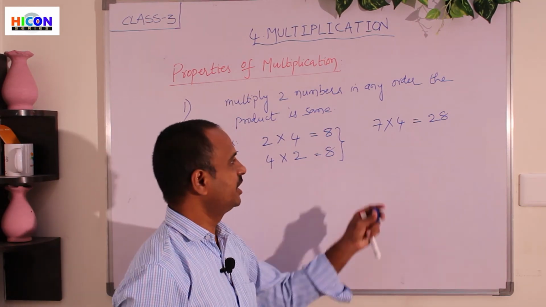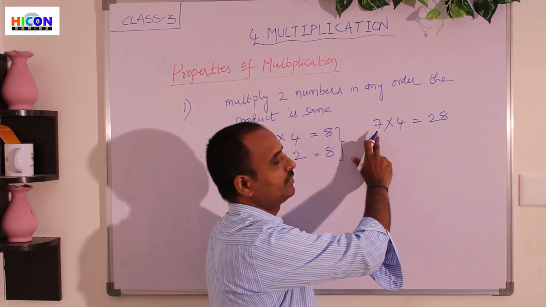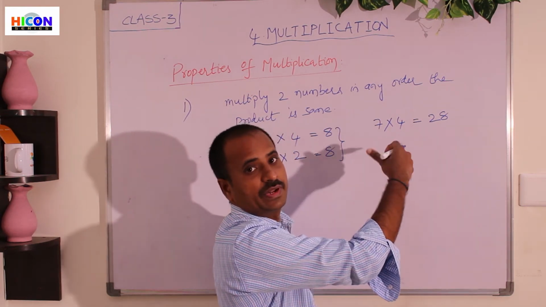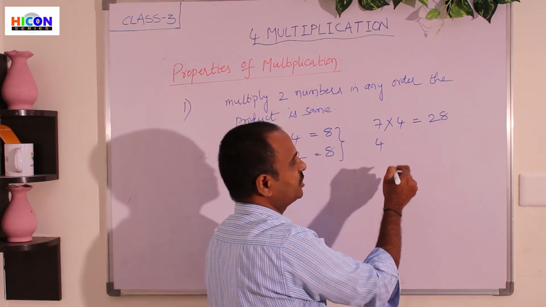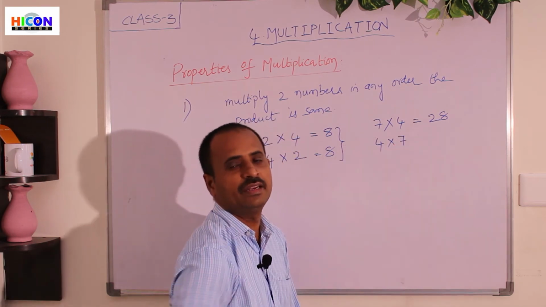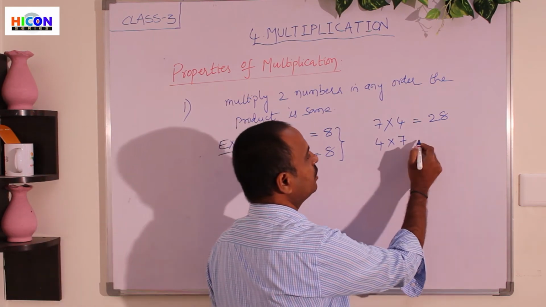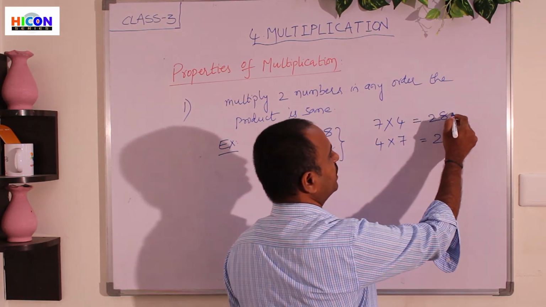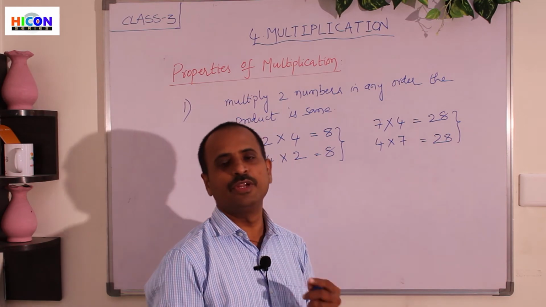Order means change their places. Here 7 is taken as the first number and 4 is taken as the second number. Now I will change their order. That is, 4 is taken as the first number and 7 is taken as the second number. Now multiply again. 4 7s are, children, how much? This is the fourth table. 4 7s are again 28. So the product is the same in both cases.